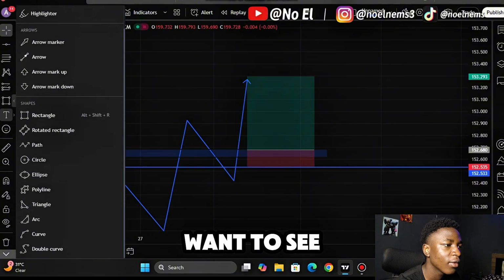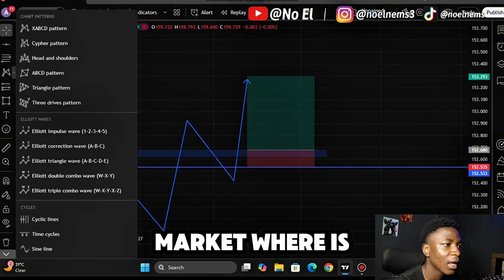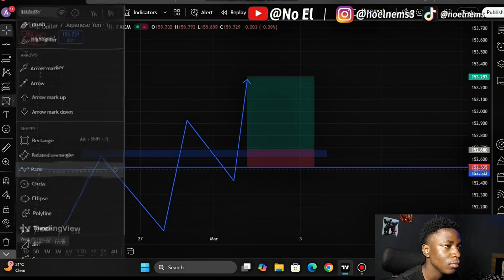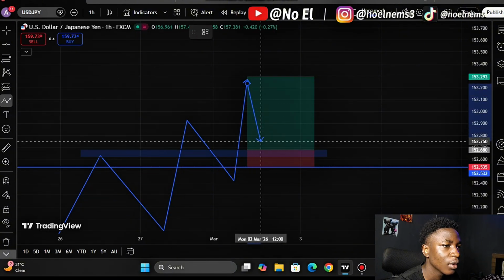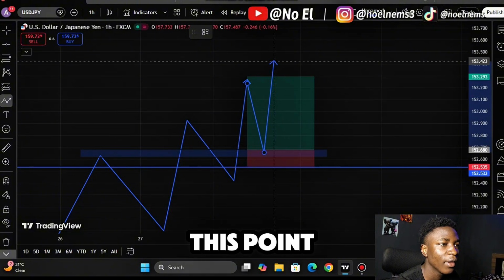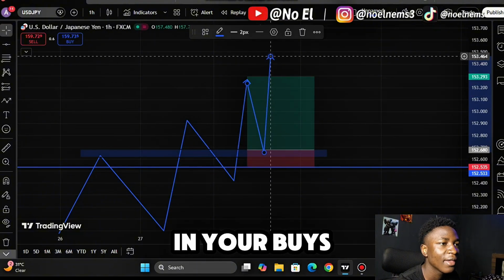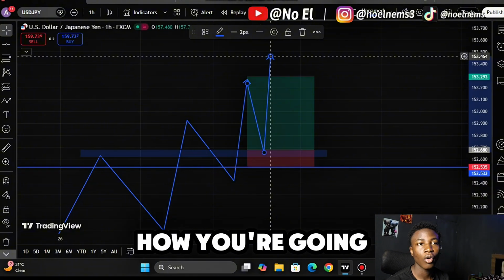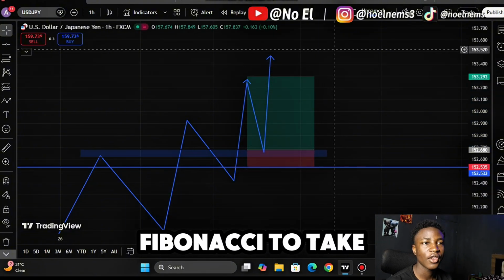Now what you want to see is the market drop down to this point and then take in your buys, and then you look for a sweet buy, and that is how you're going to use this Fibonacci to take in trades.